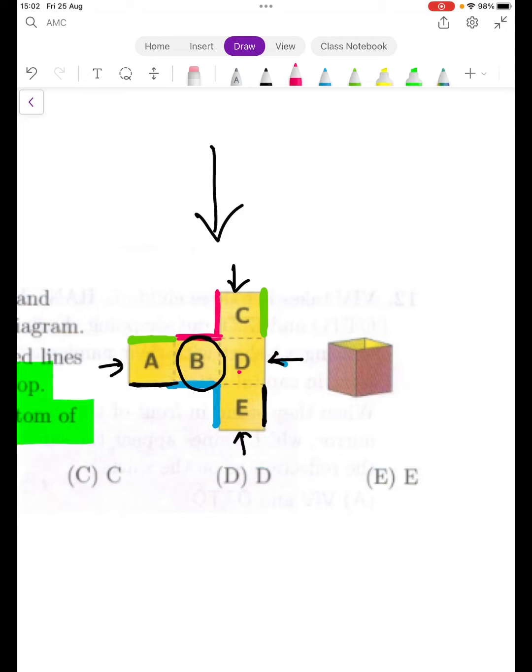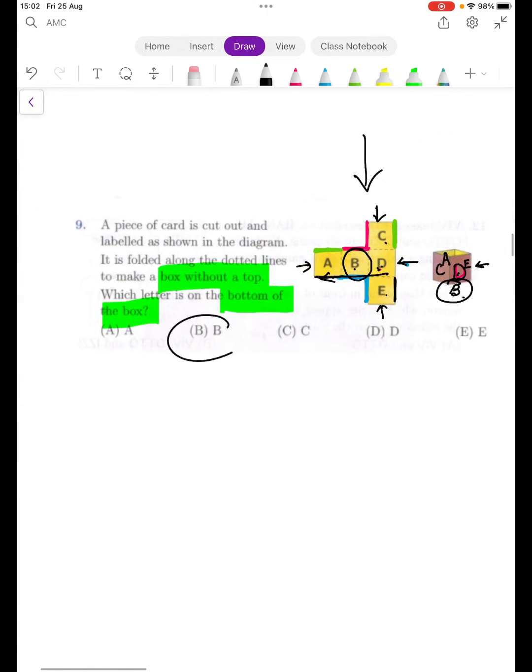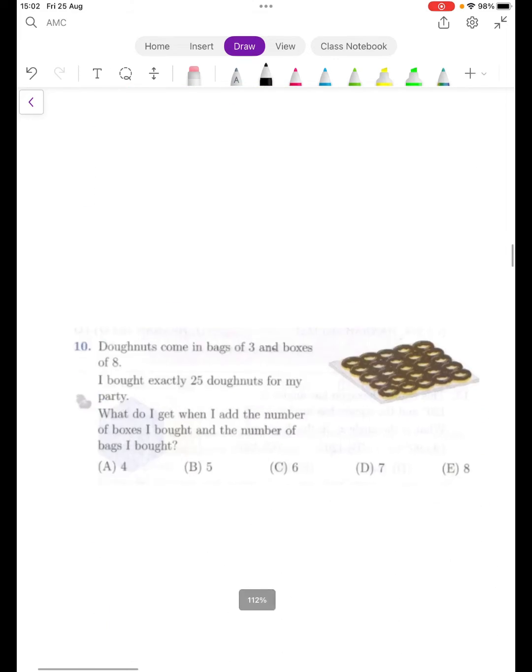Let me also try to write this. So our D is here. Choose a different color. So we can see C and E are connected to it. C, if this was the front face, is on the right side. E is here. And B is connected to D. So B will go at the bottom. And A is connected to B. We can see the order here, D, B, A. D, B, and actually A will go at the back side. It looks messy, but I hope you understand what I mean. B is the alphabet which will go at the bottom. So our answer is B.